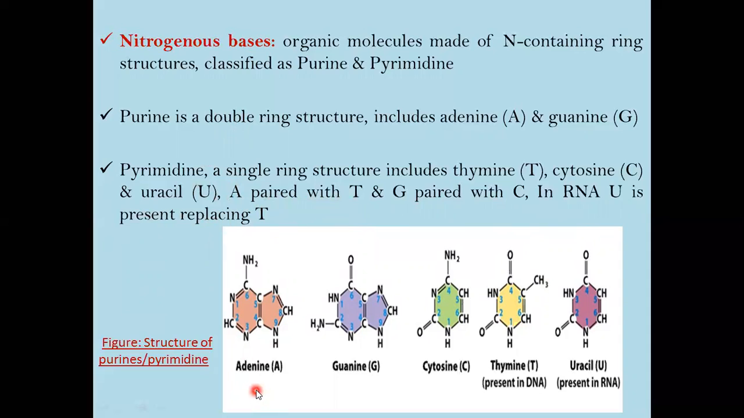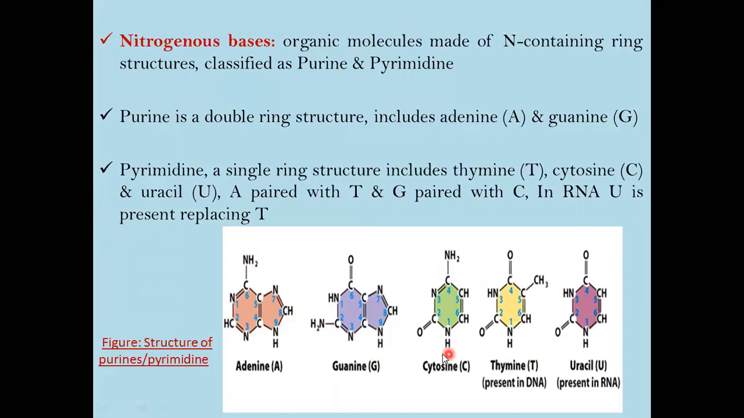So you can see here, this is adenine. This is a double ring structure, and you can see here nitrogens are present. So this is the nitrogen ring structure. The numbering is also shown: this is nitrogen 1, 2, 3, 4, 5, 6, 7, 8, 9. And this is guanine. You can see here, this is also a double ring structure, and it is an organic molecule which is a ring made of nitrogen containing compounds. You can see here also the numbering is the same as adenine.